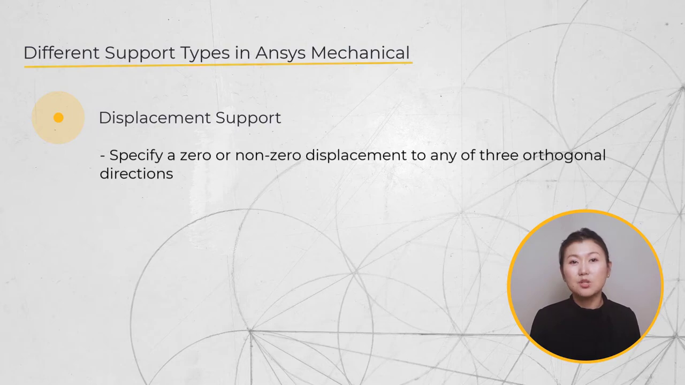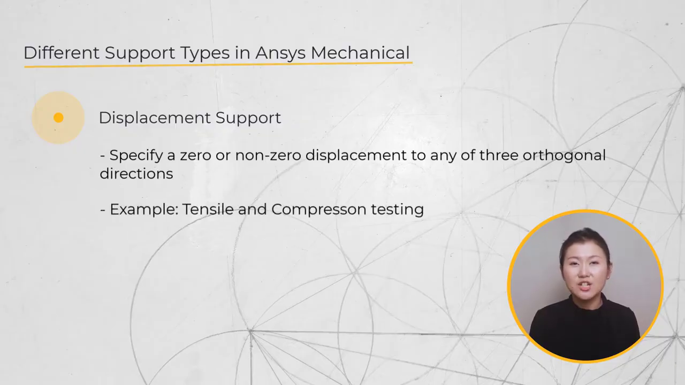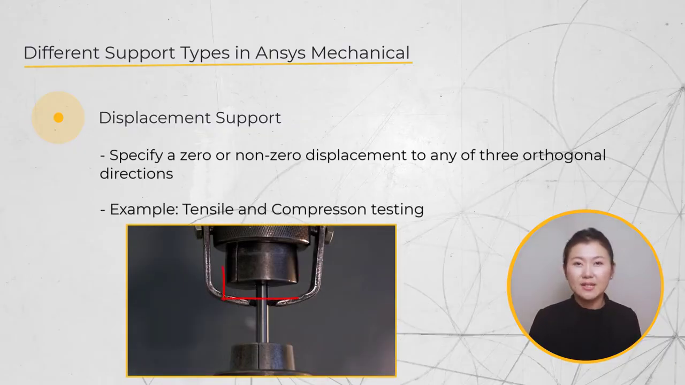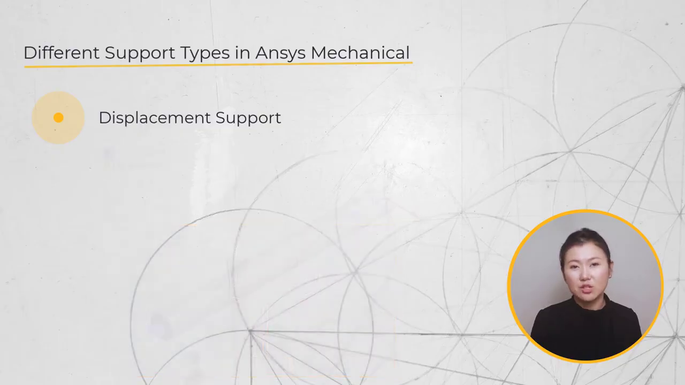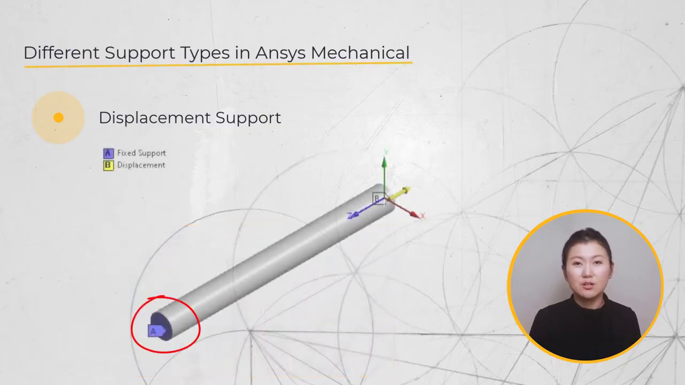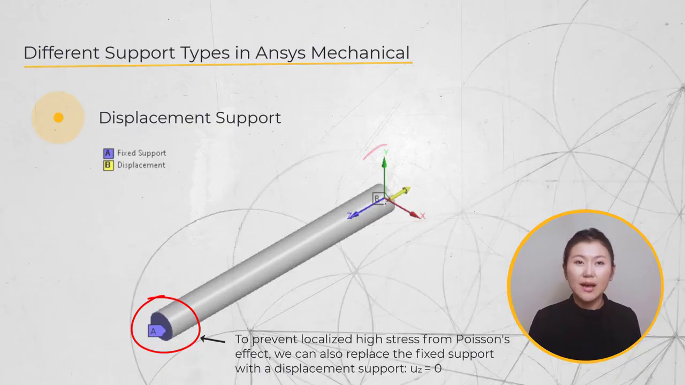This support type can be used to model very common scenarios like displacement control testing of materials, such as tensile or compression test. Here we can see a tensile testing of a metallic specimen where one rigid jaw is fixed and the other rigid jaw is pulling it. Using supports, we can model this scenario of tensile test without modeling the jaws. In the simulation, we can apply a fixed support at one end, which models the fixed rigid jaw, and a displacement support at the other end, which models the rigid jaw pulling the specimen.